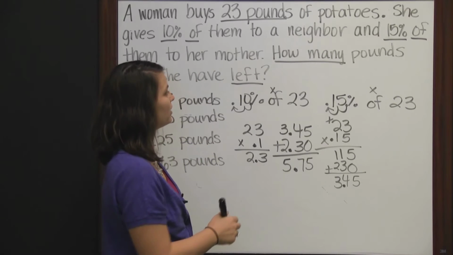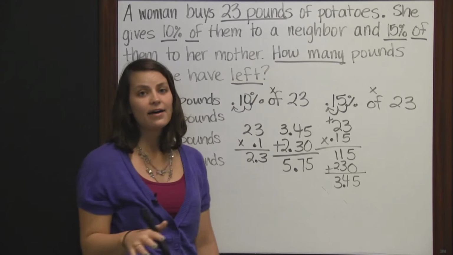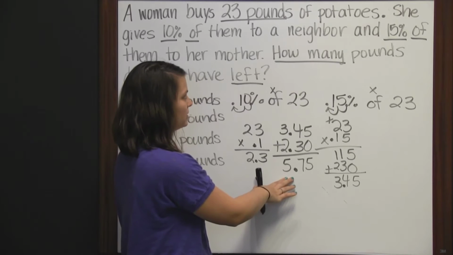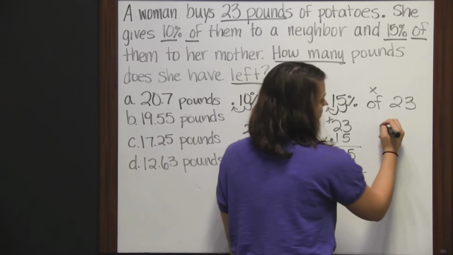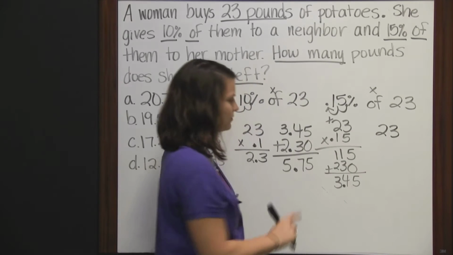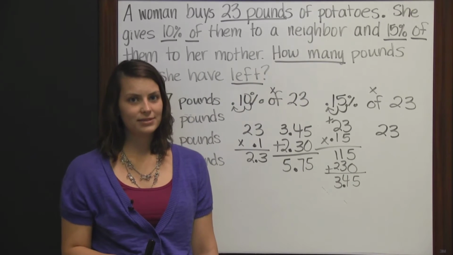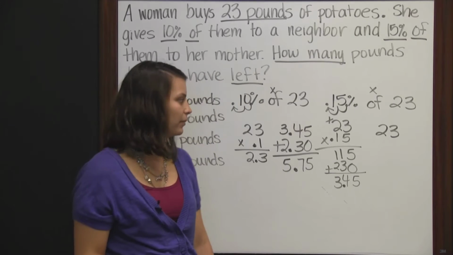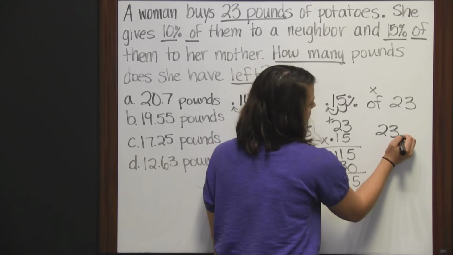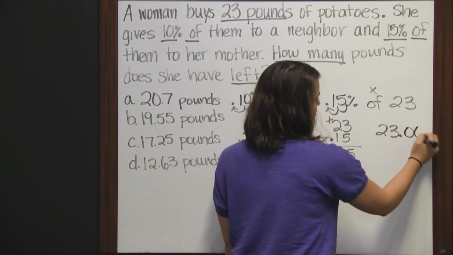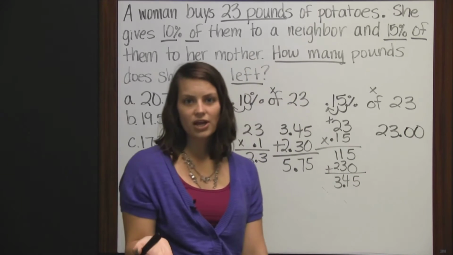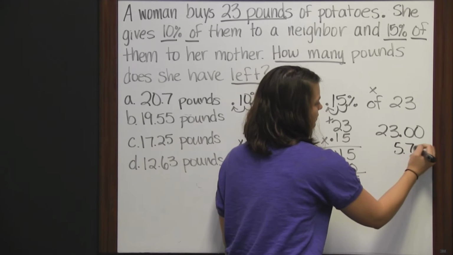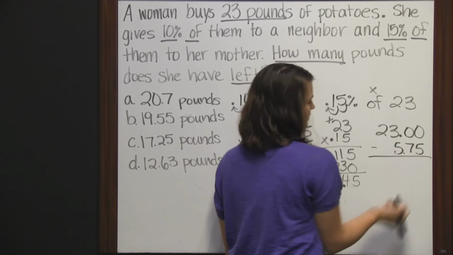And using that, we can figure out how much she has left after she gave away the 5 75 hundredths pounds. So we'll take our 23 pounds and subtract 5 75 hundredths pounds. So we're subtracting with decimals, which means we need to line them up. And the decimal in 23 is at the back. And we can add 2 zeros there because the number doesn't change when you add zeros after the decimal. And then we can subtract the 5 75 hundredths.